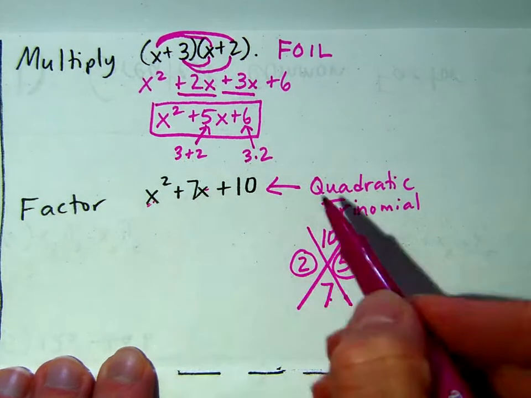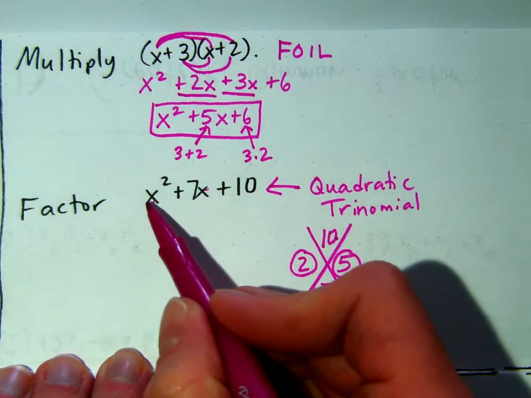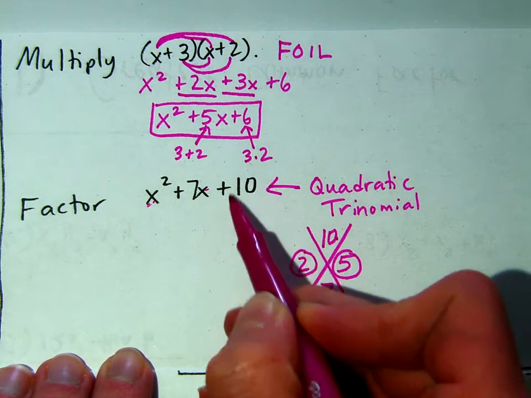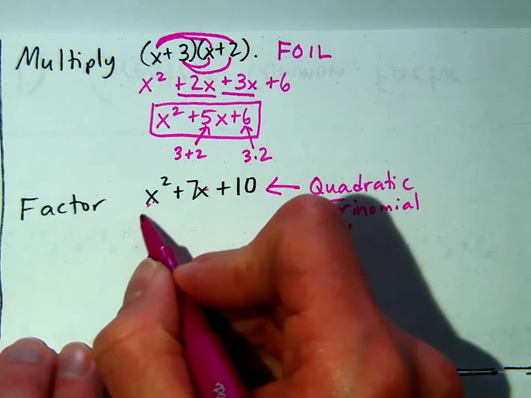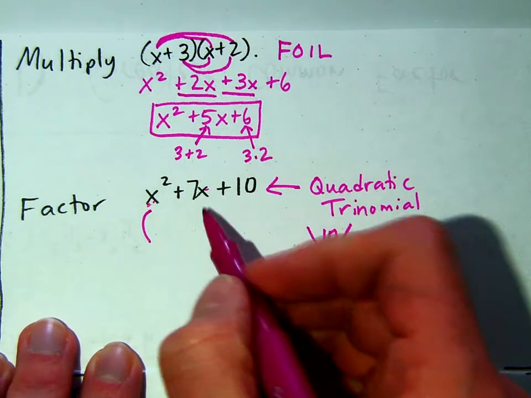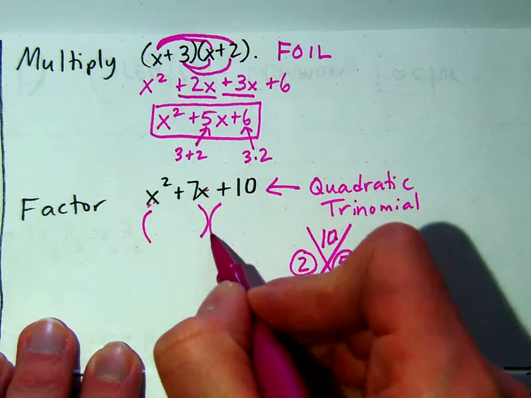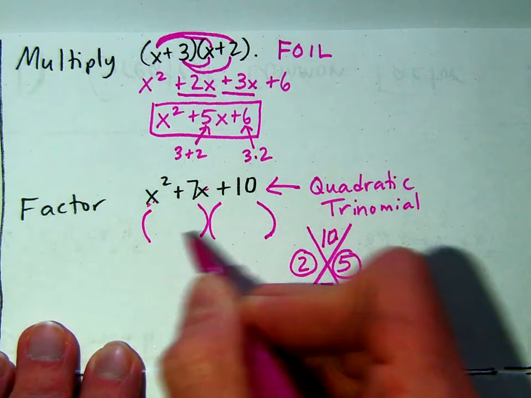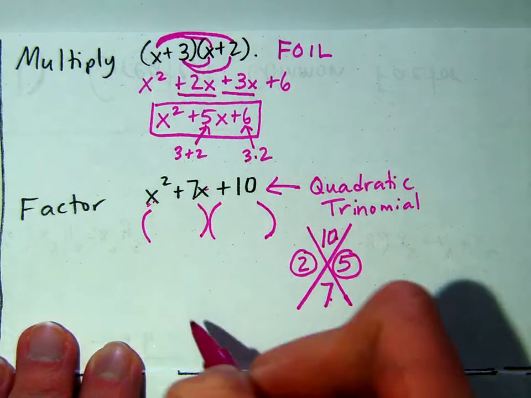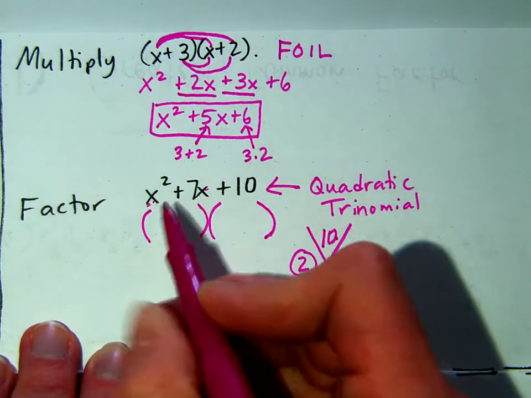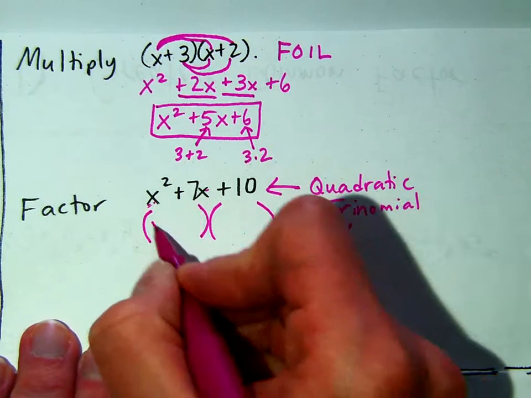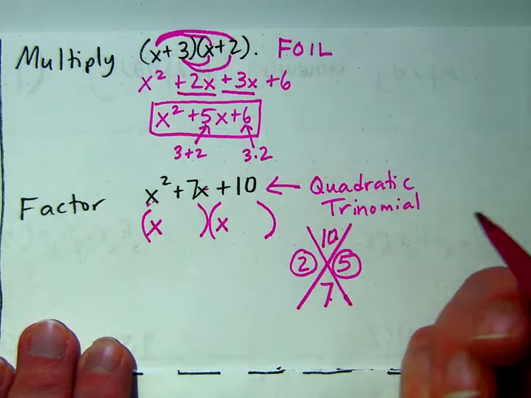So when it's in this format, it's a quadratic trinomial with an x squared term and an x term and a constant term of just 10. We know that it's something that we can reverse FOIL, if you want to think of it that way, and it's going to factor into 2 separate sets of parentheses. And we have to look, okay, what is our variable? So it's using x all the way through, so we're going to have an x and another x.